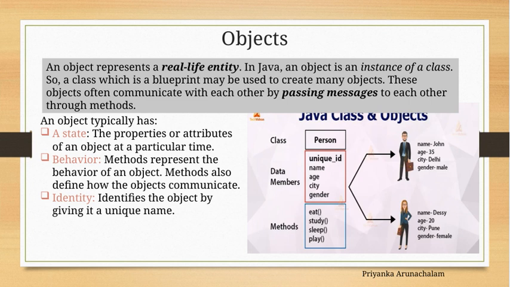It's important to remember that an object is a representation of a real-world entity. In Java, we say an object is an instance of a class. A class acts like a blueprint. It defines the structure and behavior, and from that blueprint, we can create many objects. These objects don't exist in isolation. They often communicate with each other by passing messages through methods. This interaction is what makes the object-oriented approach so powerful and flexible, enabling us to model complex systems more intuitively.